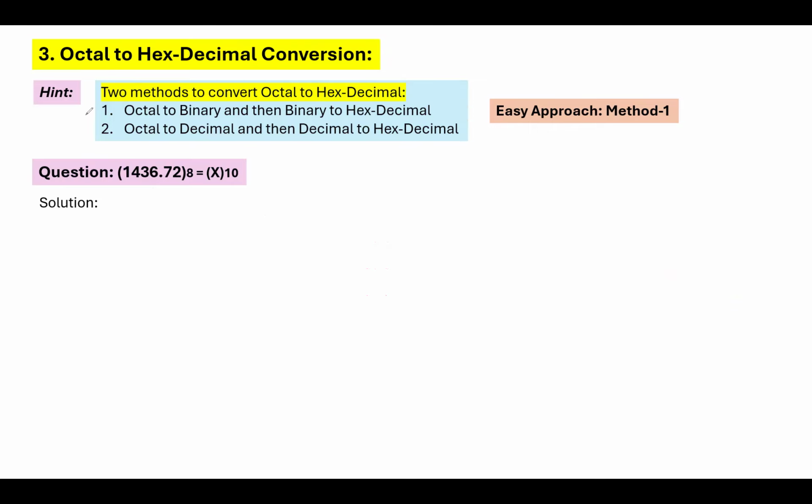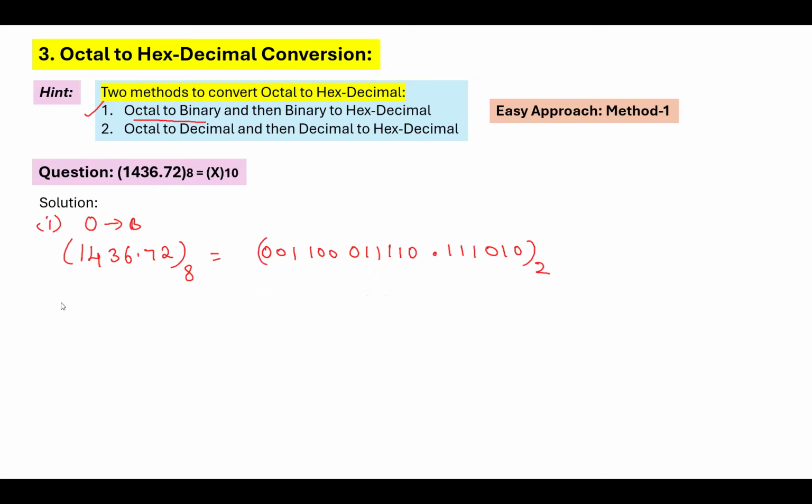Now we should apply the first method. In this first method, first we should convert octal to binary. The given number is 1436.72. For this octal number, the binary is: for 6, its value is 110. 3 means 0, 1, 1. 4 means 1, 0, 0. 1 means 0, 0, 1. This is for the integer part. Point, for the fractional part, 7 means 1, 1, 1. 2 means 0, 1, 0. This is our binary value.